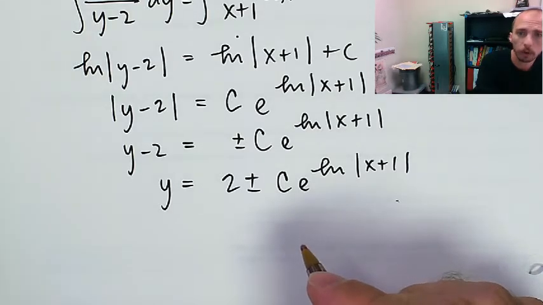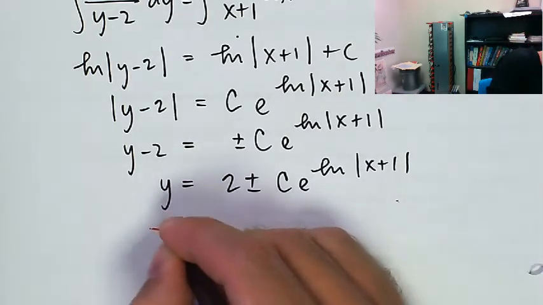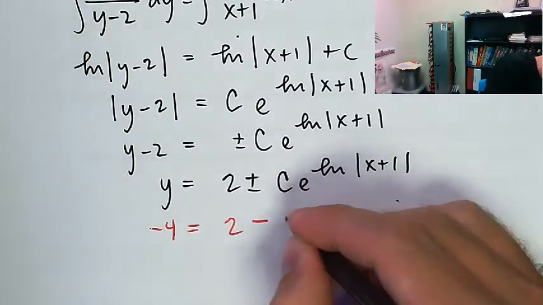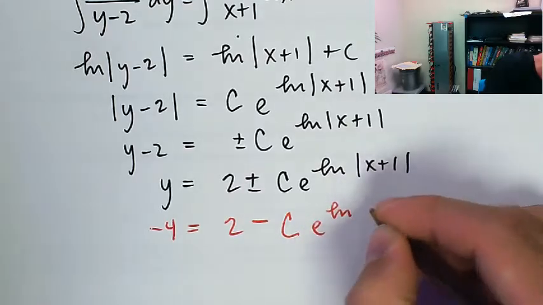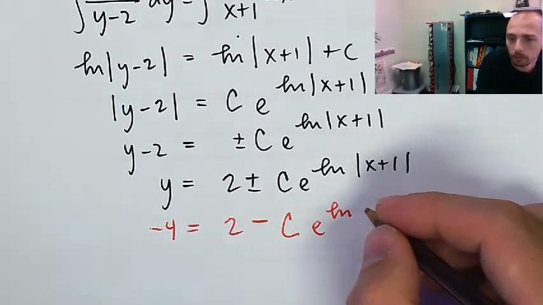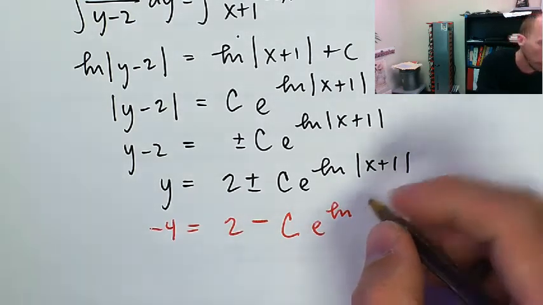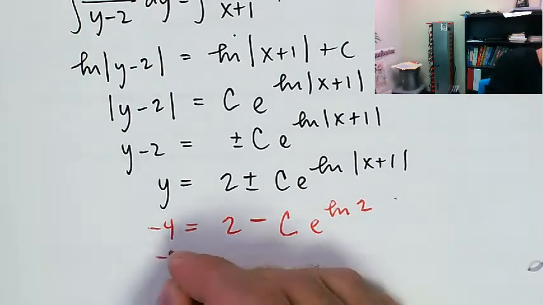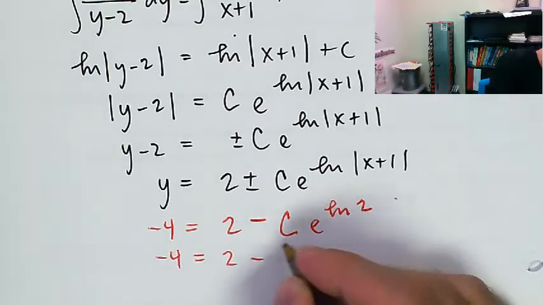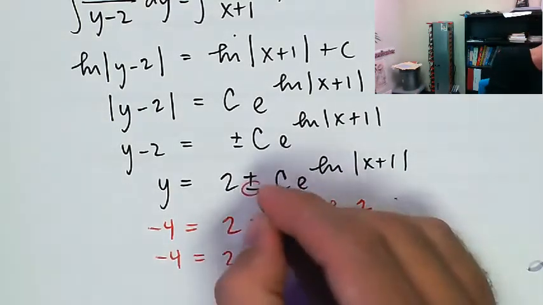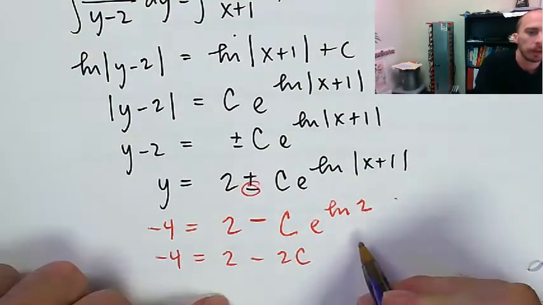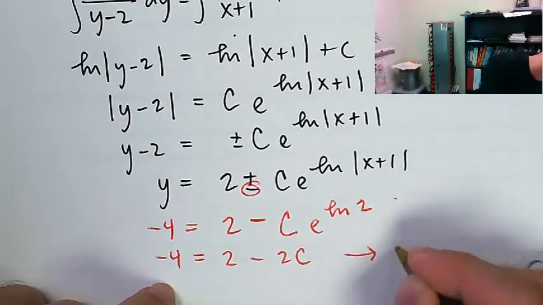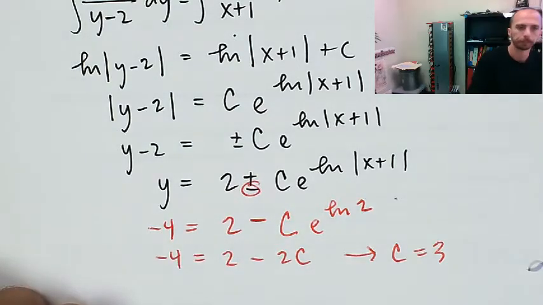The initial condition I've got is x is 1, y is negative 4. So negative 4 equals 2 minus 6, right? So I know that it needs to be a minus here, and I'm going to put c e to the natural log of the absolute value of x is 1, so the log of 2. Okay, that's 2. So negative 4 equals 2 minus 2c. And I decided I'm using the minus. So I'm going to subtract 2, and I'm going to get negative 6 equals negative 2c. That tells me that c needs to equal 3.